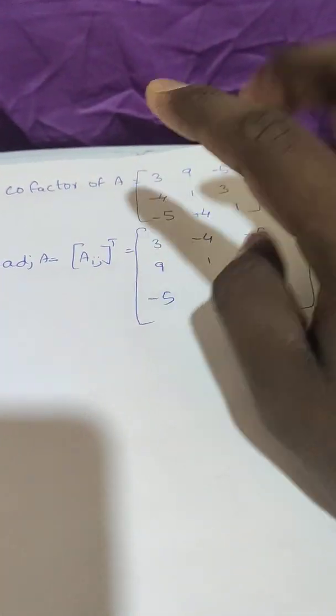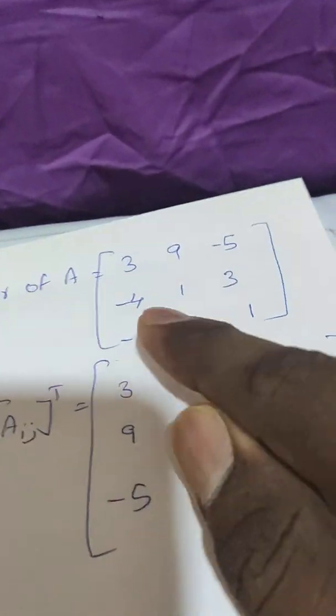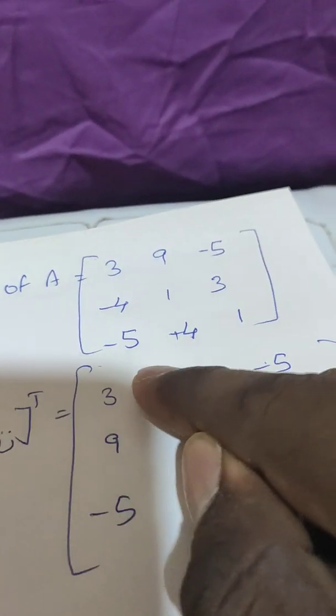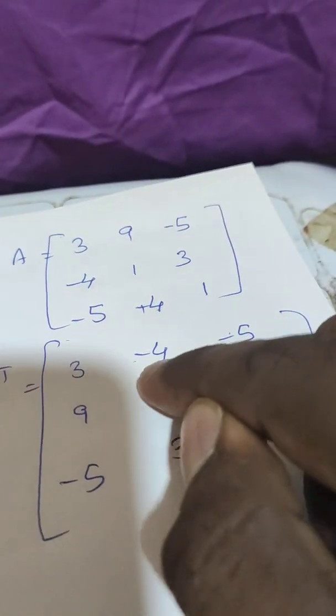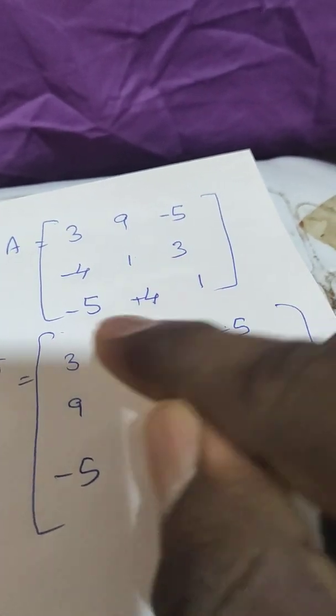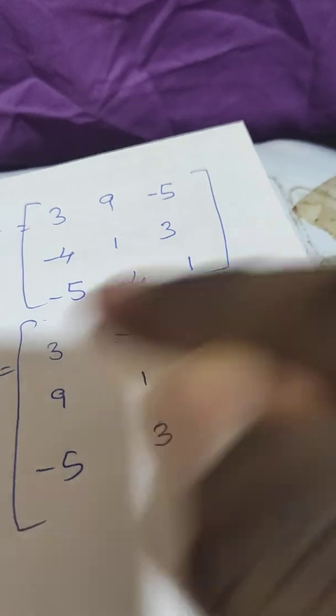Now adjoint is the transpose of this cofactor matrix. So I'm going to change the rows and columns. So 3, 9, 5 in the row will become 3, 9, 5 in the column. Minus 4, minus 1, minus 3 in the row will become a column. Minus 5, 4, 1 is a row, so it will become a column. So here you find the adjoint of it.